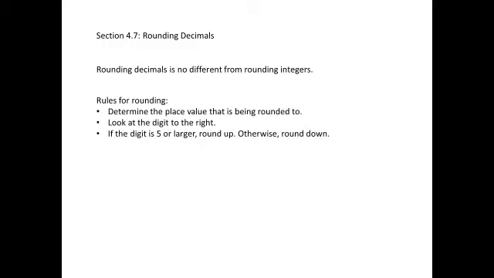Section 4.7, rounding decimals. Rounding decimals is no different from rounding integers. These are the exact same rules as before. You determine the place value that is being rounded to, you look at the digit to the right, and if the digit is 5 or larger, you round up, otherwise you round down.